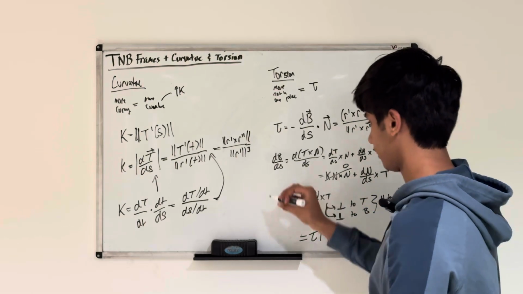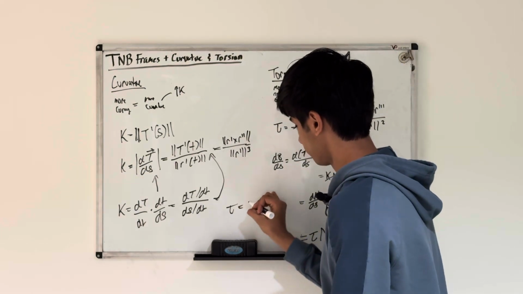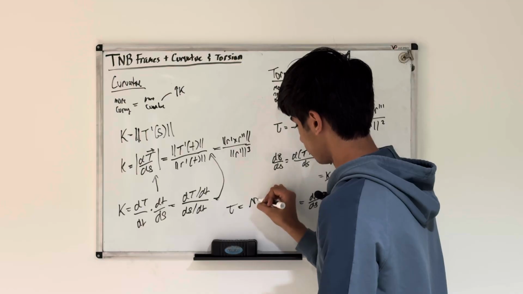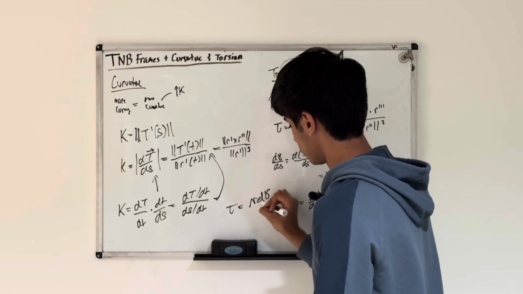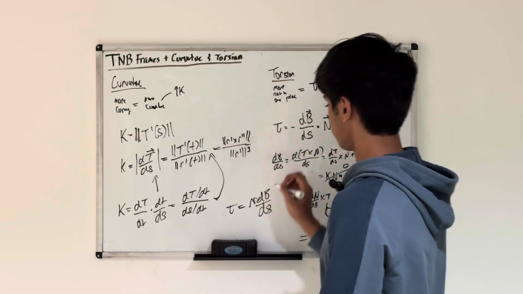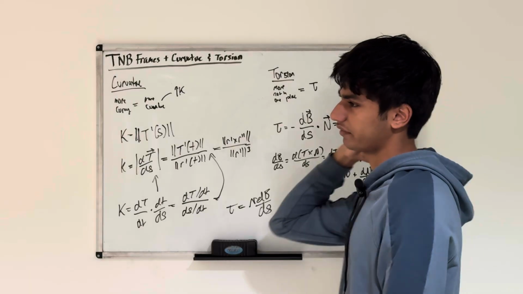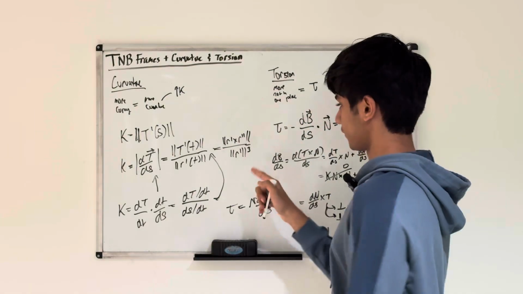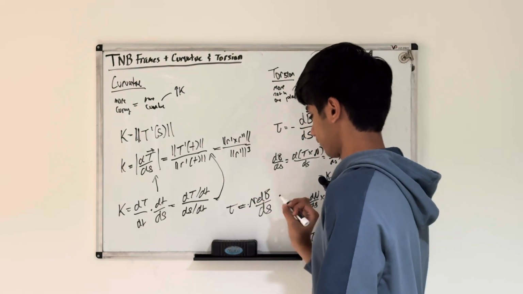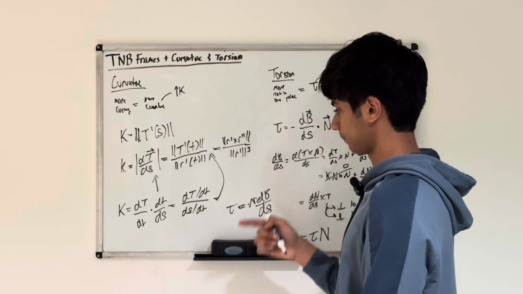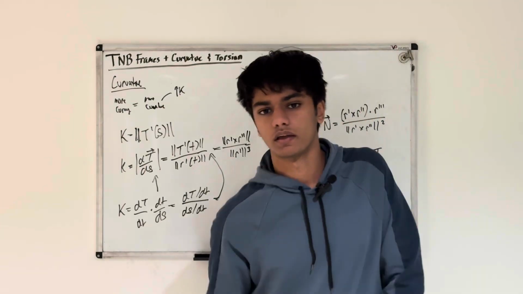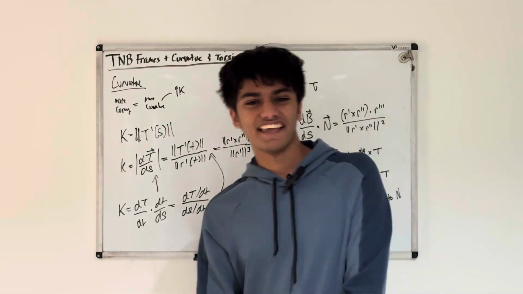And if we move N to the other side, we get that tau, or torsion, is equal to N dotted with dB over ds. And we just have the negative in front of here because that's how we define it. We define it with a negative. But it really doesn't matter, we can add a negative, because again, tau is just a constant that represents torsion.